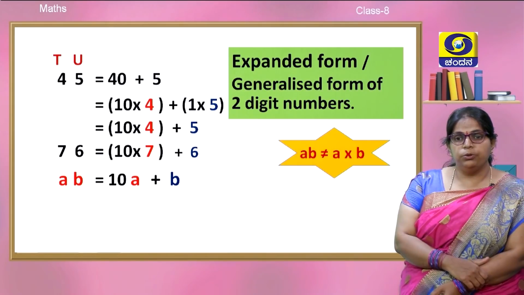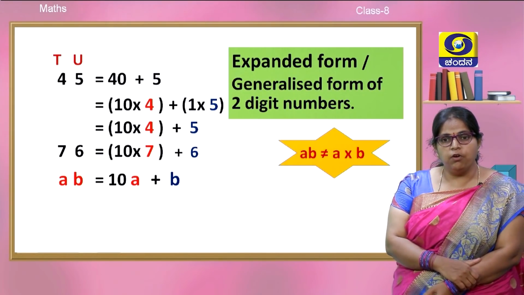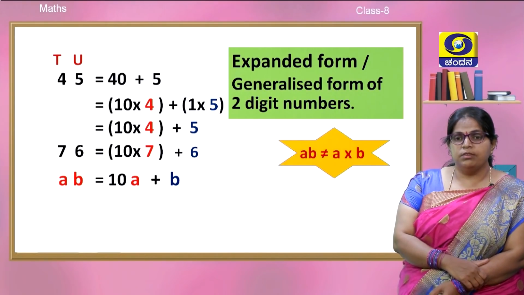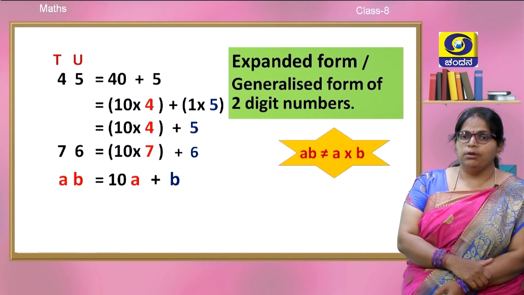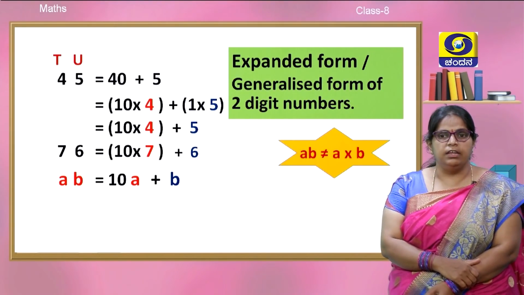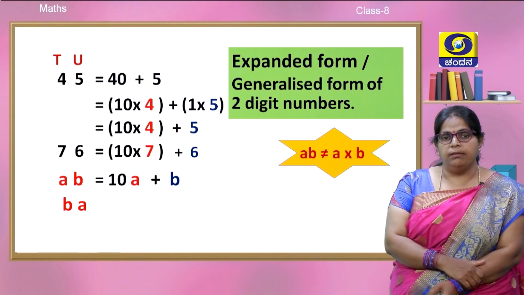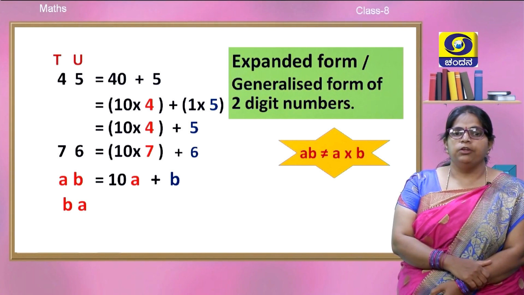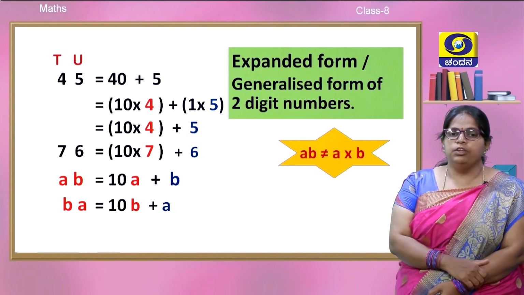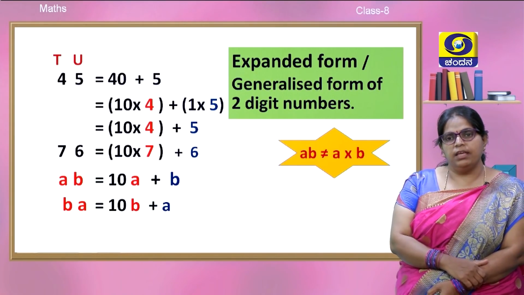Children, do you think now the general form of 2-digit number must always be written as AB? No, not necessarily. It can also be written as BA. Expand it. You are right. BA is equal to 10B plus A.